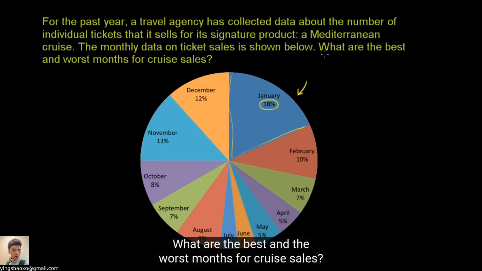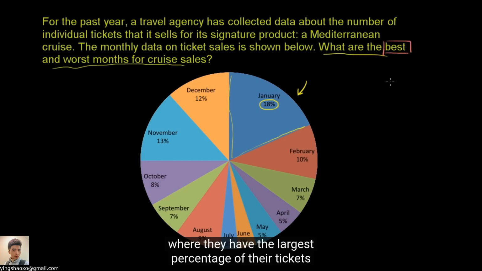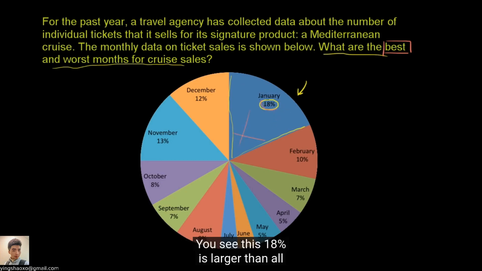Now with that out of the way, let's get to their question. What are the best and the worst months for cruise sales? So the best month is obviously the month where they have the largest percentage of tickets sold. And actually, I started with January, and this is what's neat about pie graphs. You wouldn't even have to look at the numbers. January just jumps out as the biggest slice of pie. If you couldn't even read, and you just looked at this and someone said, what is the largest slice of pie? You would immediately say, hey, this is clearly the largest slice of pie, right? So that is actually the best month for cruise sales because they sold 18%. This is larger than all of the other percentages here, but it's clear just by looking at the graph that this is the largest slice.